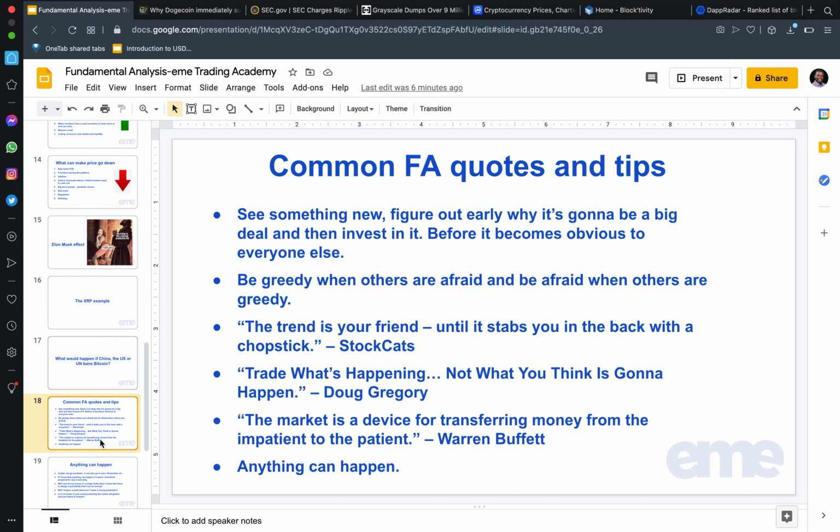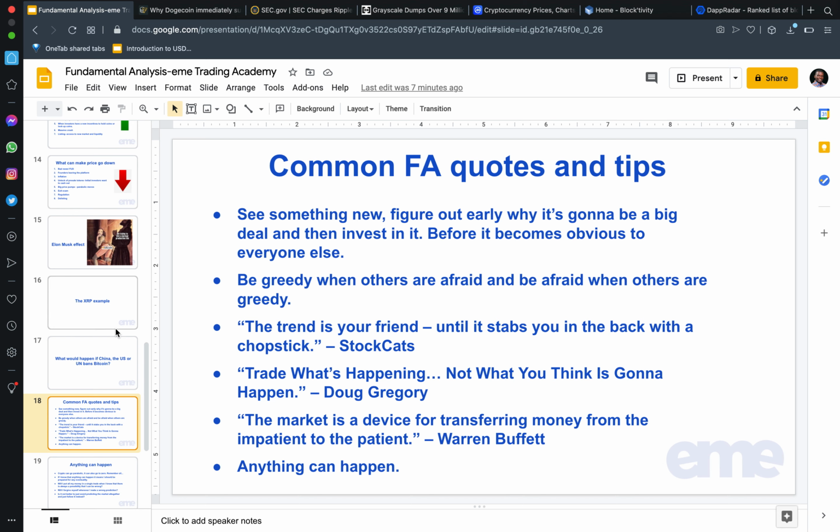Now, remember, market moves in cycles. No market goes up forever, and no market goes down forever. There's always a trend reversal. All right. You want to trade what's happening and not what you think is going to happen. Right. This is very important for traders. Market is a device for transferring money from the impatient to the patient.